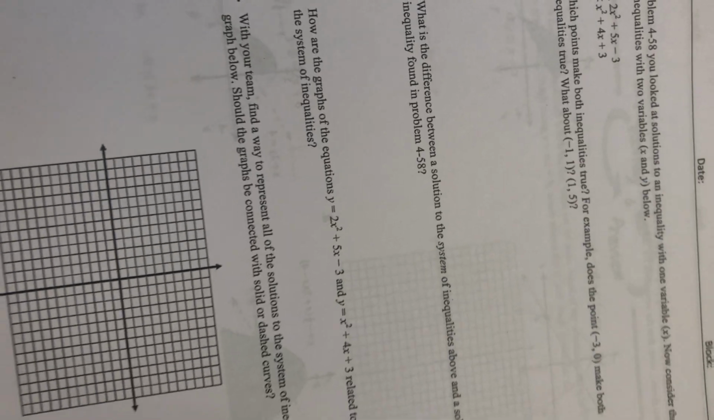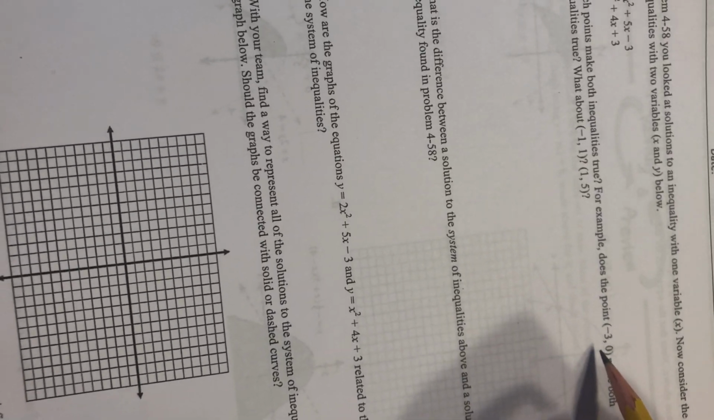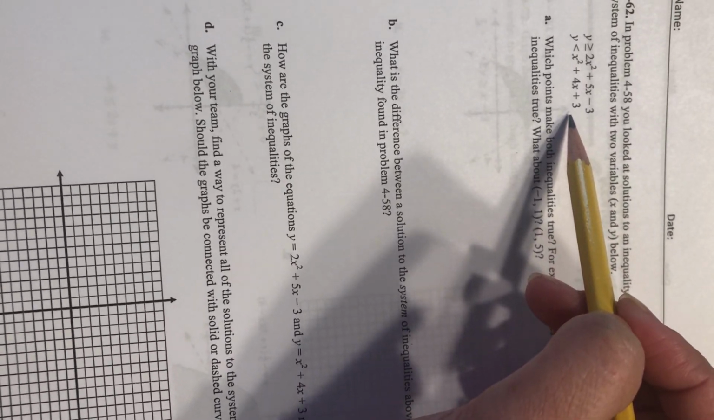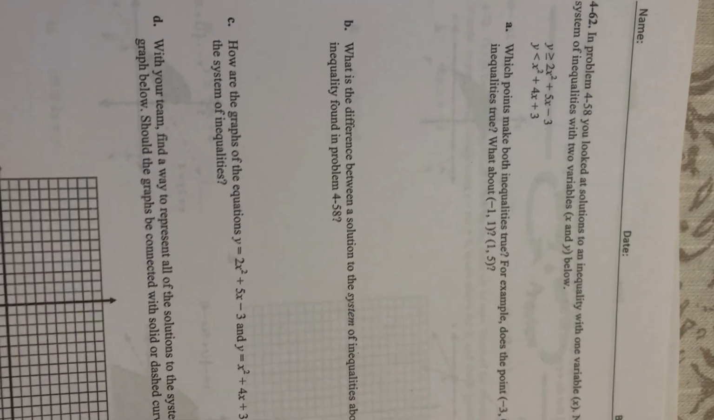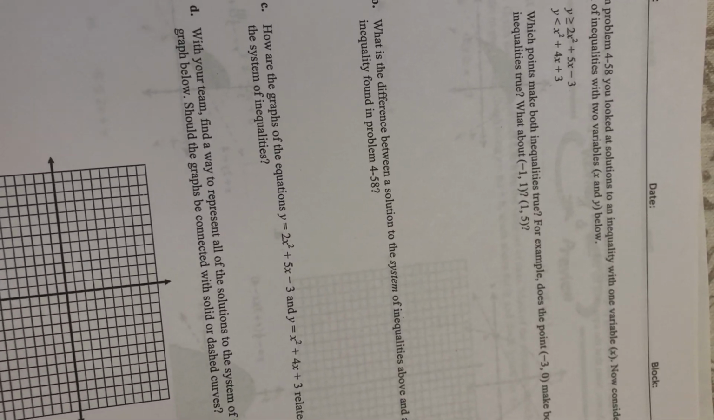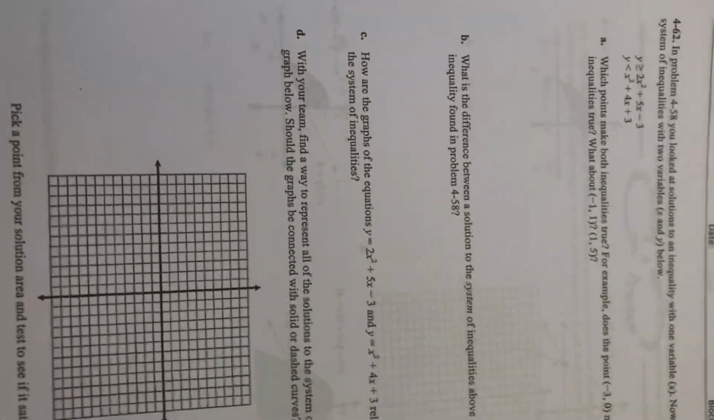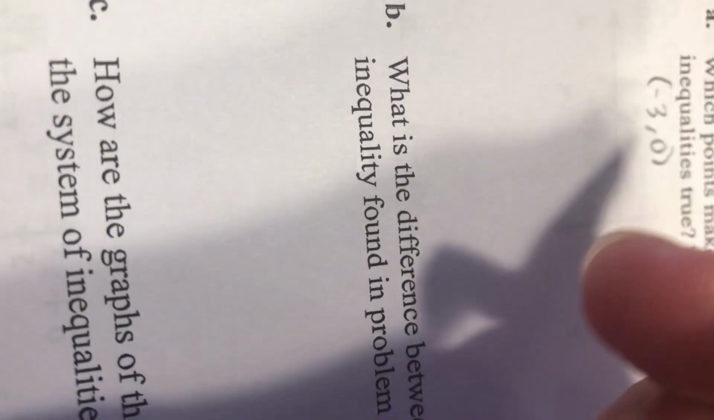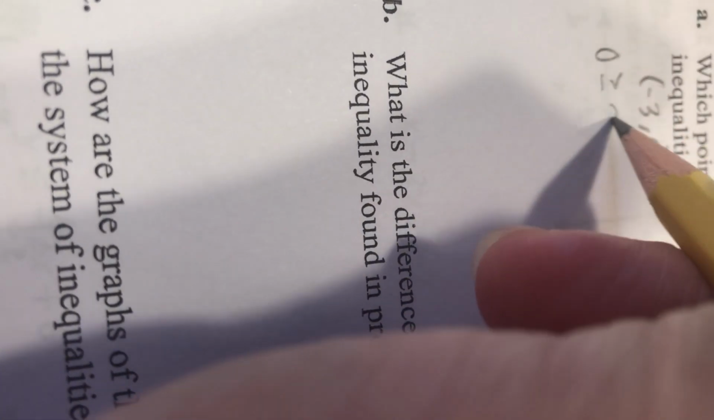So for the first point, if you have -3, 0, we're going to plug in -3 for x and 0 for y, and it has to work for both of them, not just one, because remember, with a system of inequalities, the coordinate point that you pick needs to work for both. That's the whole point of these. So I'm going to go ahead and try -3, 0 right here. So I'm going to plug it into the first one.